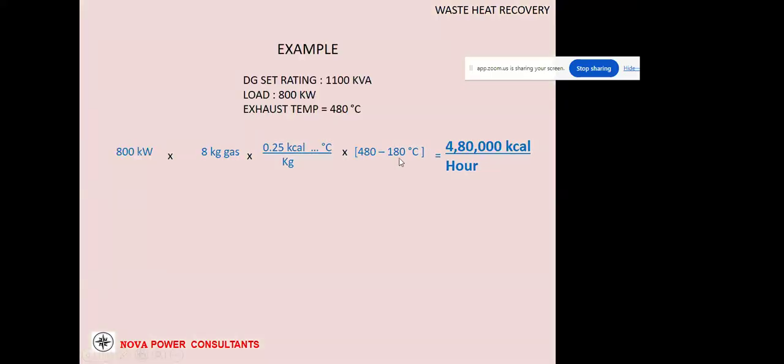So here is the example. This is 800 kW. They have mentioned 8 kg gas per hour. Then this 480 is the gas temperature minus 180. So this is the potential available. The example is given for 1100 kVA, load is 800 kilowatt, exhaust temperature is 480. This is the data given and the observations are there.